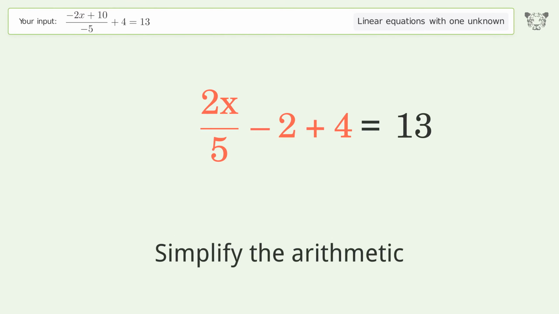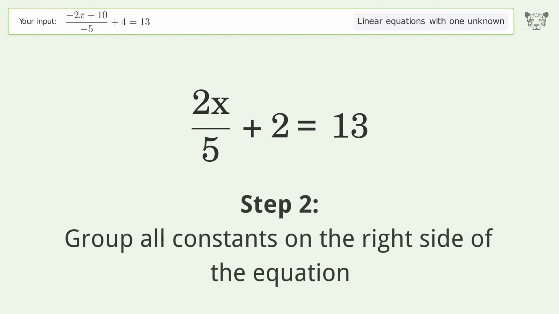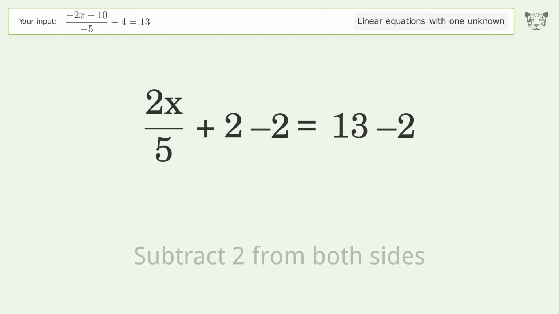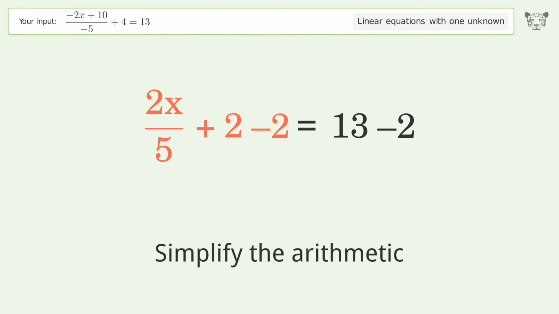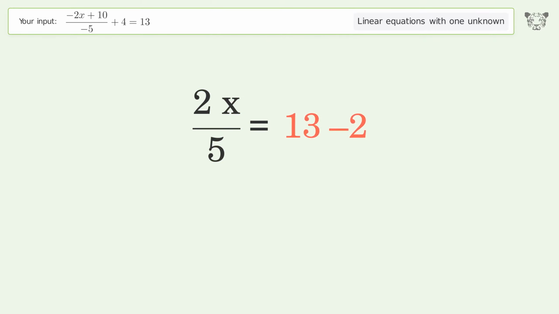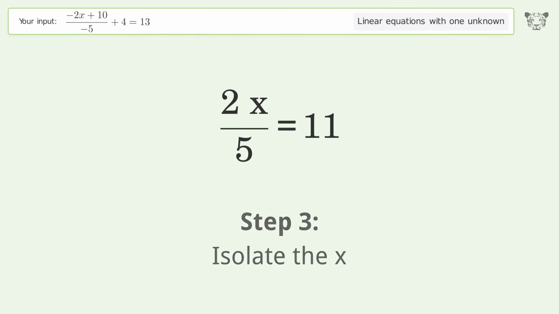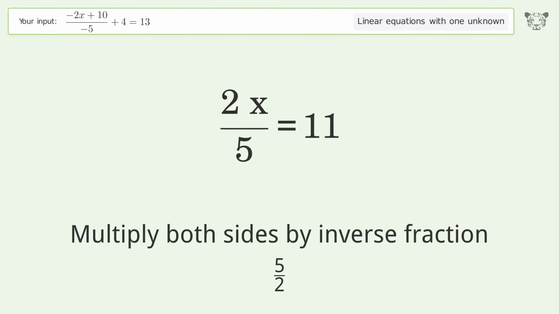Simplify the arithmetic. Group all constants on the right side of the equation. Subtract 2 from both sides. Simplify the arithmetic. Isolate the x. Multiply both sides by inverse fraction 5/2.